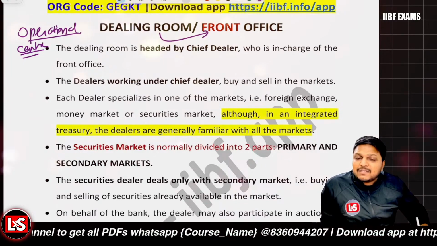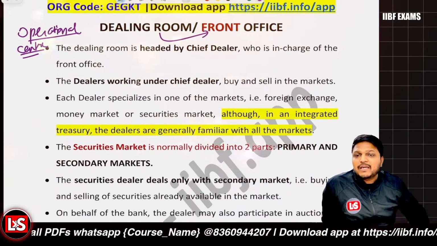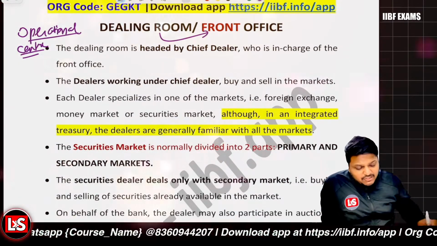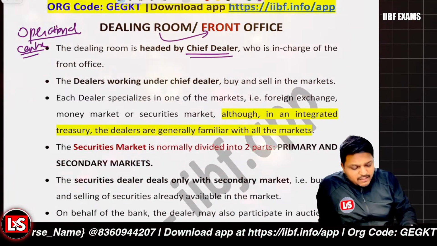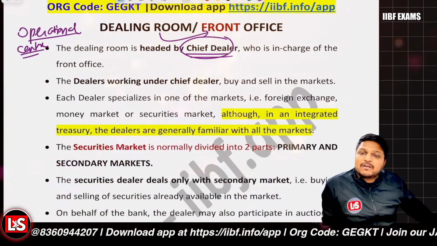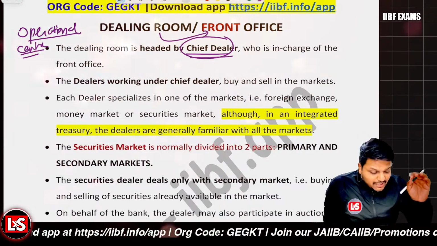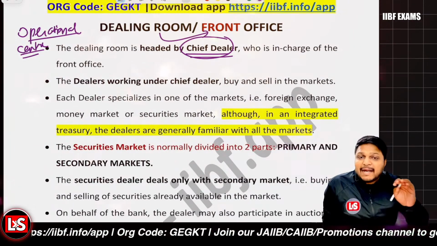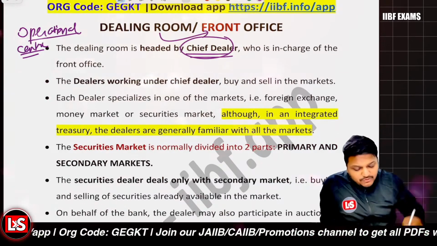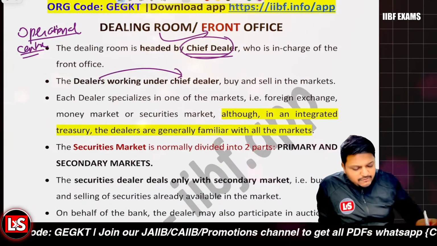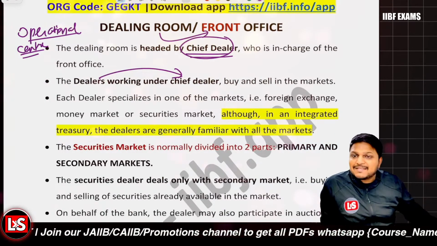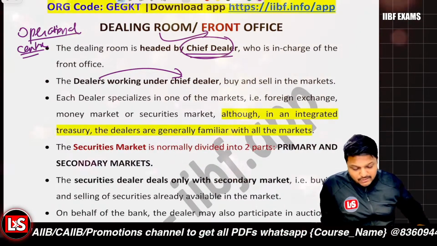So the market transactions are executed here, and here we are having the chief dealer. Here we are having the chief dealer who will be the head of the front office, right? That is going to head the dealing room and is in charge of the front office. And there are other dealers also working under the chief dealer, which are going to do the transactions.